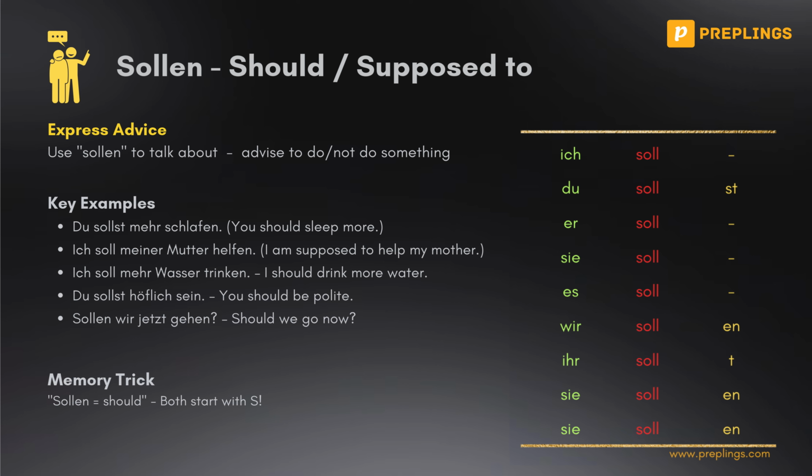Du sollst mehr schlafen. You should sleep more. Ich soll meiner Mutter helfen. I am supposed to help my mother. Ich soll mehr Wasser trinken. I should drink more water. Du sollst höflich sein. You should be polite. Sollen wir jetzt gehen? Should we go now? Take a moment to pause the video. Look at the conjugation table, and then look at the sentences.